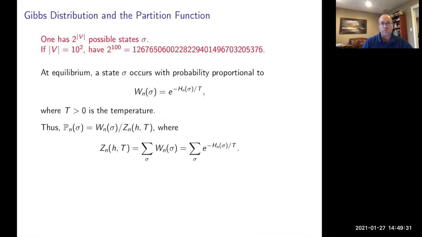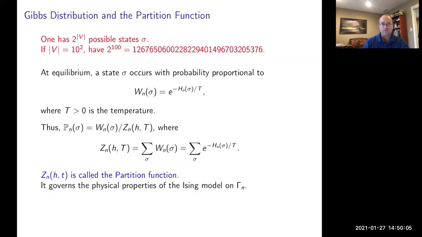And you have to normalize, you have to divide by the sum of all of the weights. So the probability of state sigma is its weight divided by the sum of all of the weights. The weights probably don't sum up to 1. And this Zn is a function of h and t. h is the external field, t is the temperature. And it's called the partition function. And somehow the theory is set up in a way that this function basically governs everything. Your normalizing constant, studying that tells you just about everything that you want to know. And so that's really great. And so we're always going to be talking about the partition function, and this normalizing factor, the sum of the weights.